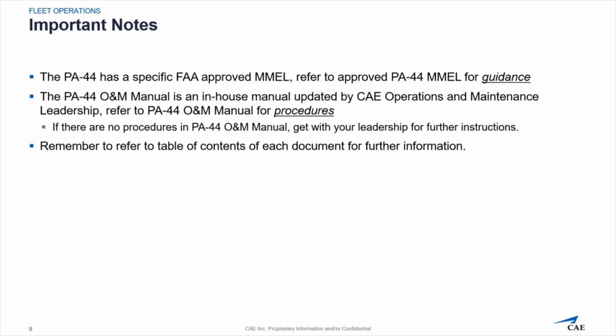Here are some important notes from the video you just watched. The PA44 has a specific FAA-approved MMEL. Refer to the approved PA44 MMEL for guidance. The PA44 O&M manual is an in-house manual updated by CAE operations and maintenance leadership. Refer to the PA44 O&M manual for procedures. If there are no procedures in the PA44 O&M manual, get with your leadership for further instructions. Remember to always refer to the table of contents of each document for further information.